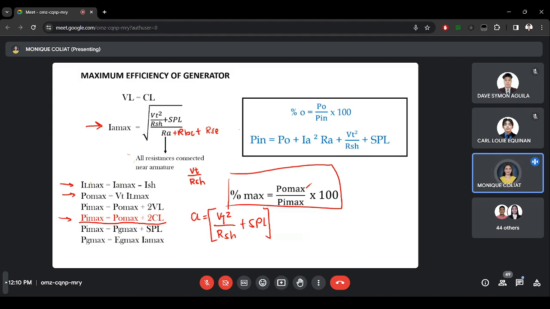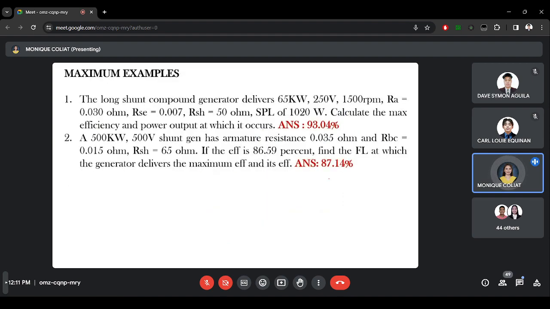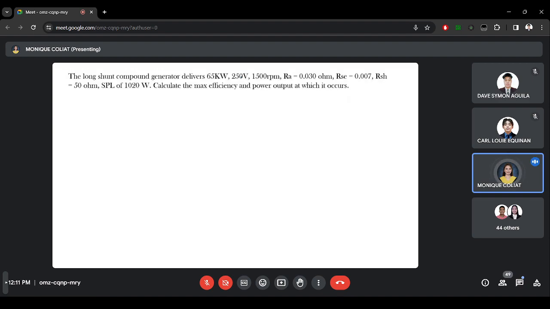So let's have an example. Yung number 1, sasagutan ko, and then yung number 2 is papaubaya ko na sa inyo. There is a final answer here. Palabasin nyo na lang. Okay, so the long shunt compound generator delivers 65 kilowatts, 250 volts, 1,500 RPM. RA is 0.030 ohm, RSE 0.007, RSH 50 ohm, SPL is 1,020 watts. Calculate the maximum efficiency and the power output at which it occurs.